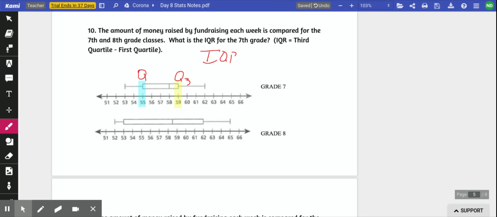Then we simply just need to subtract those two values. So the IQR is going to be 59 minus 55. I simply have to subtract those two numbers, and 59 minus 55 gives us 4. So the IQR for grade 7 is 4.